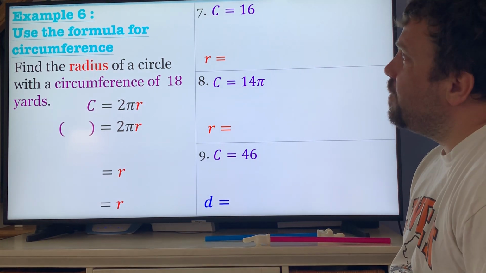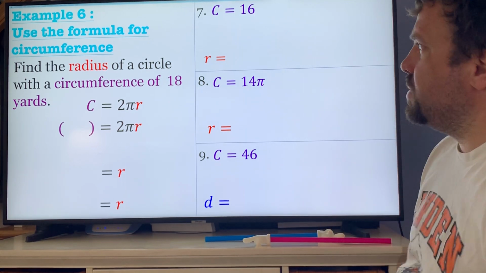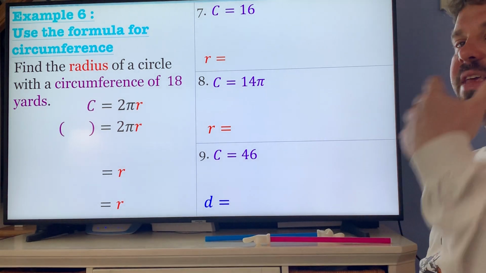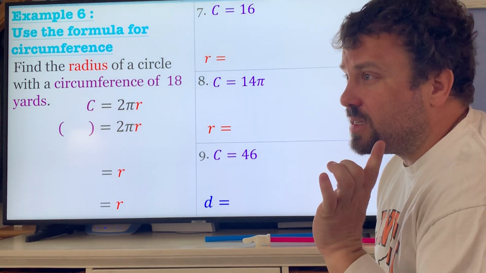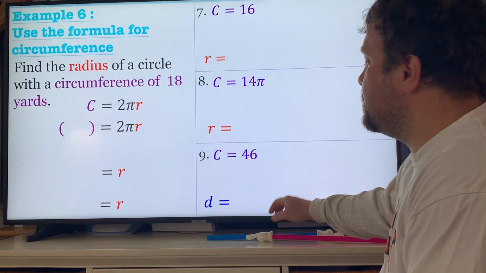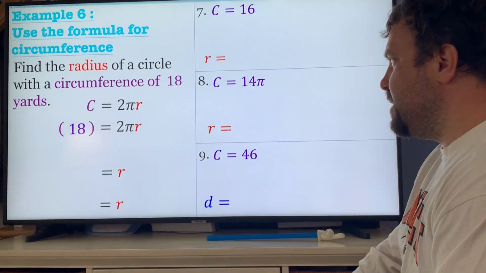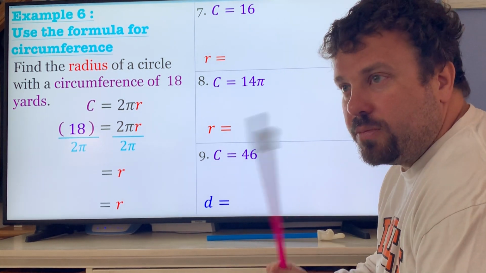Now we're going to go backwards. We're going to use the formula for circumference, and this is just to get you using your algebra a bunch. Find the radius of a circle with a circumference of 18 yards. So now you're given the circumference, and you have to find the radius. This is a lot more difficult than it seems for some people. 18 goes in for circumference, so you get 18 equals 2 pi r. Now, in your calculator, you have to divide it by 2 pi.